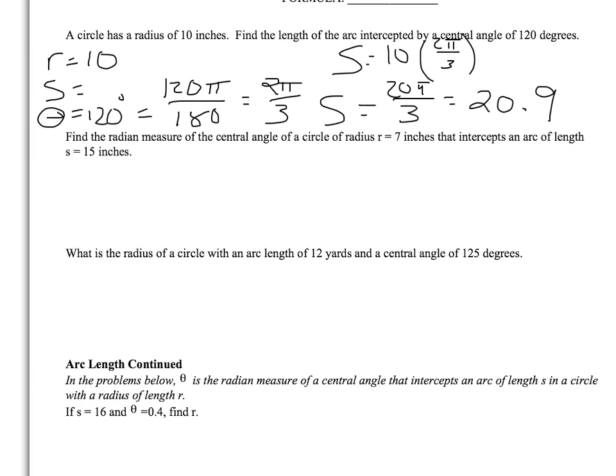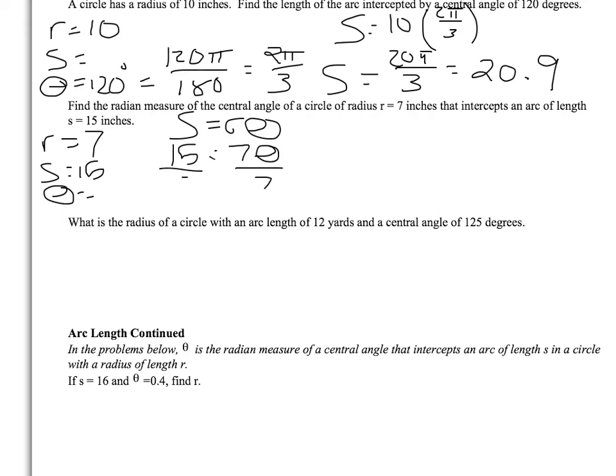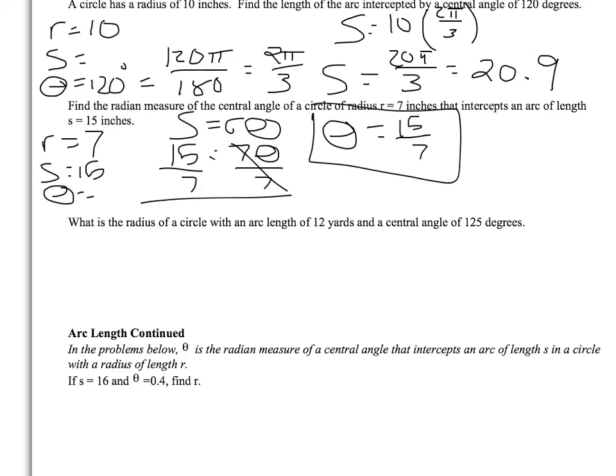Let's look at our next one. Find the radian measure of the central angle of the circle when R is 7 and S is 15. And it looks like we're looking for theta this time. So let's plug into our formula. So 15 will equal 7 theta. To solve for theta, we divide by 7. So theta is equal to 15/7.